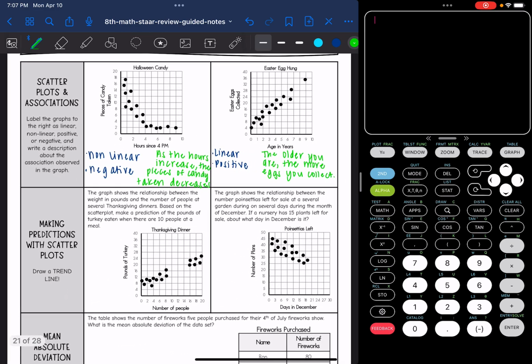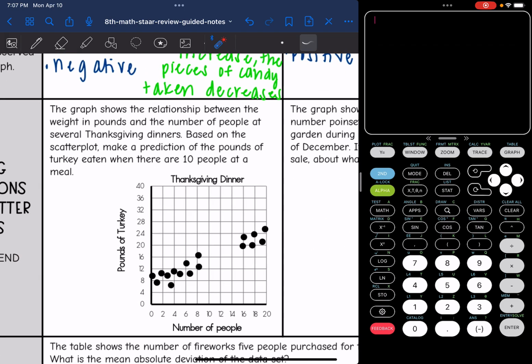Okay, now let's talk about making predictions with scatter plots. So if they ask you to make a prediction with a scatter plot, you want to make sure that you draw a trend line so you can use the trend in the graph to make a prediction. So let's look at this one.